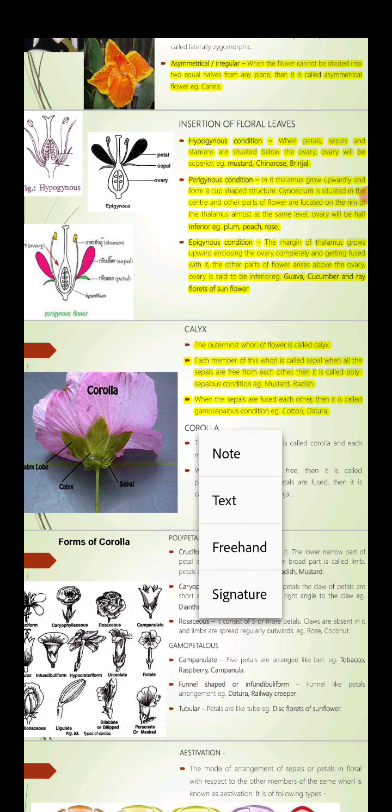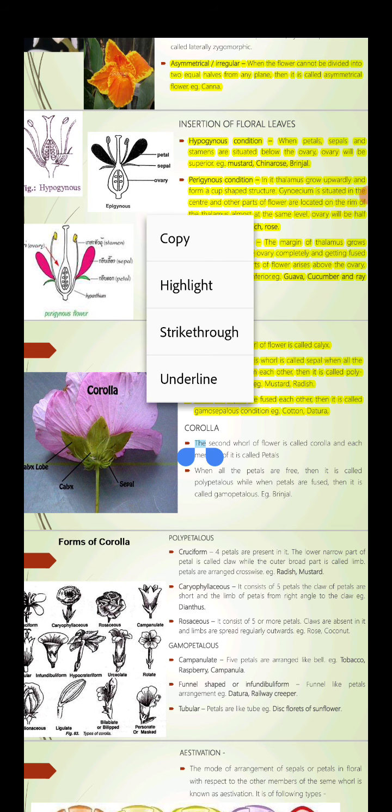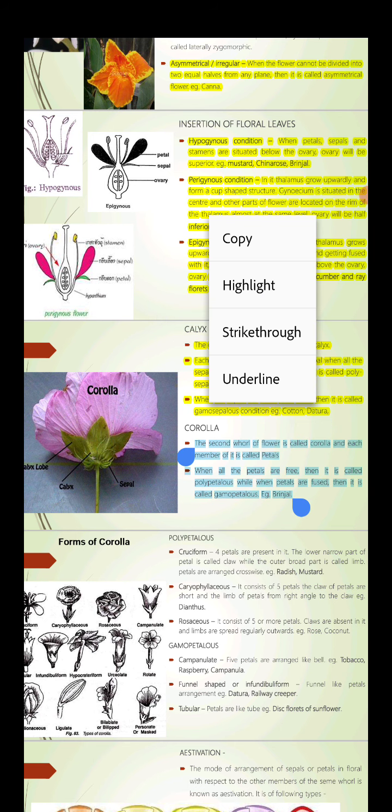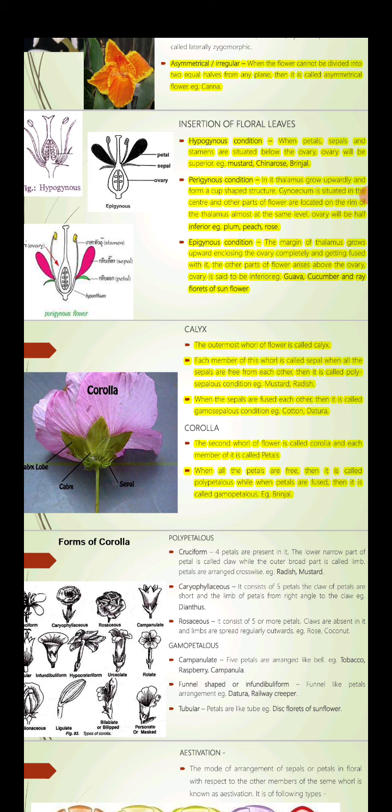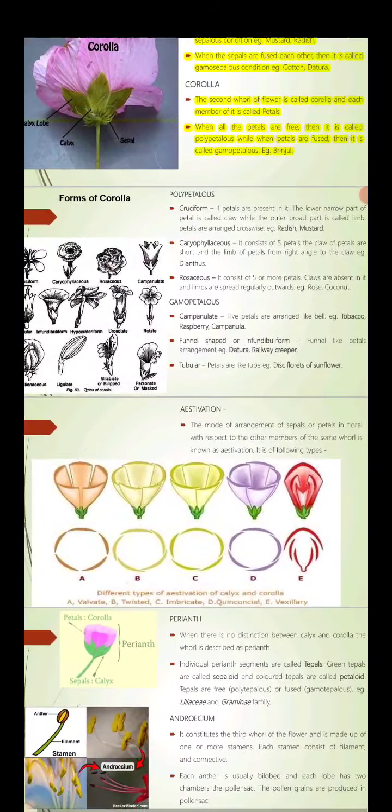Next one is the corolla. What's the meaning of corolla? The second whorl of the flower is called the corolla, and each member of it is called a petal. When all the petals are free, it is called polypetalous, while when petals are fused, it's called gamopetalous. Okay. So next thing is the aestivation.